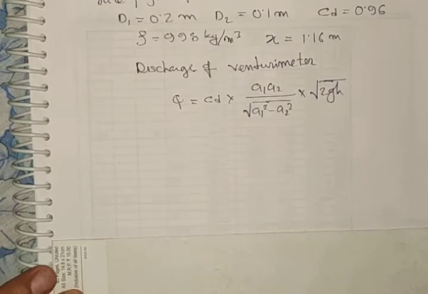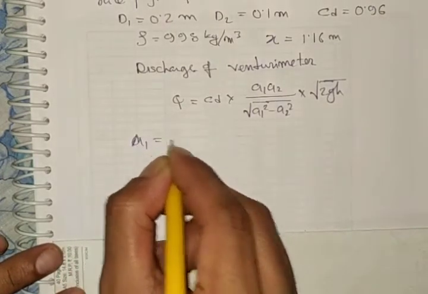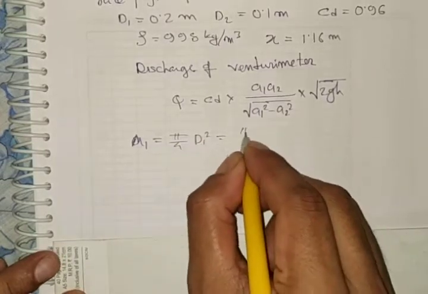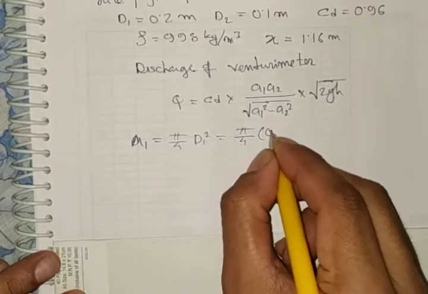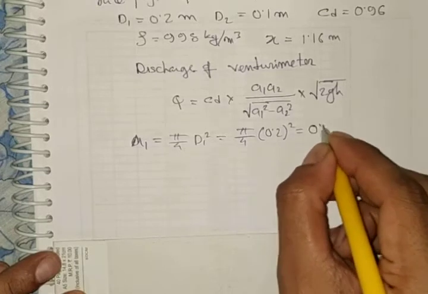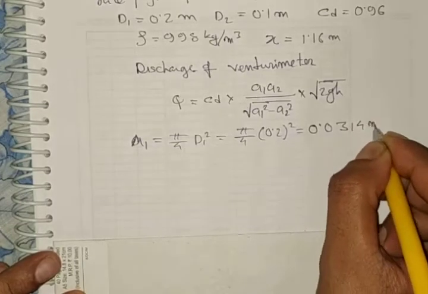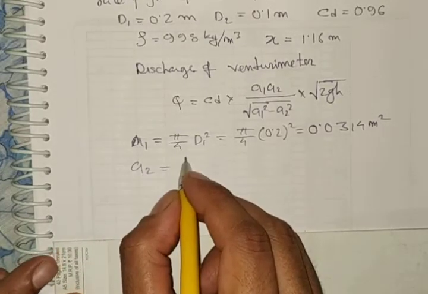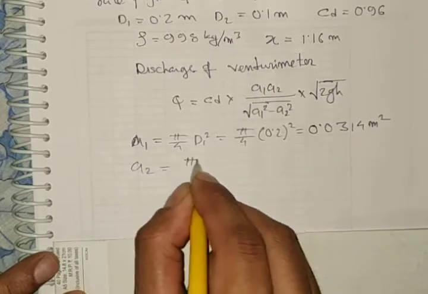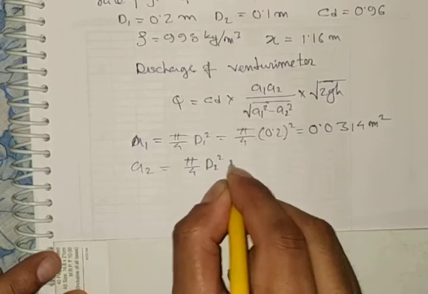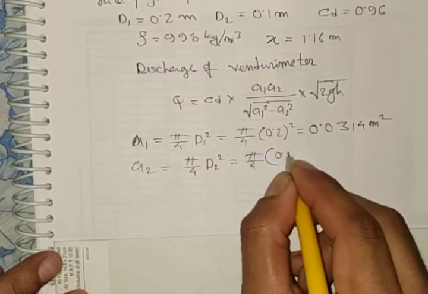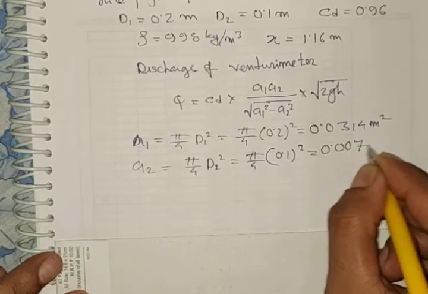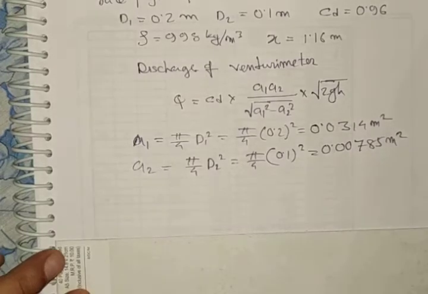So here you have to find out what is A1. A1 is pi by 4 D1 square. So this is pi by 4 into 0.2 square, that is 0.0314 meter square. Similarly, you find out A2. Pi by 4 D2 square, that is pi by 4 into 0.1 square, which is equal to 0.00785 meter square.